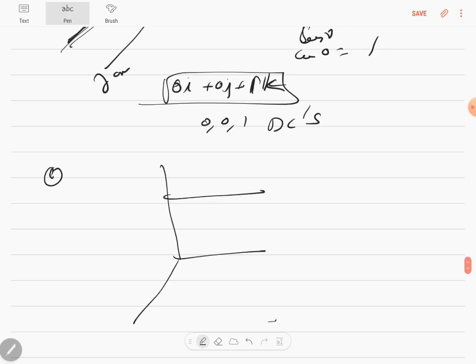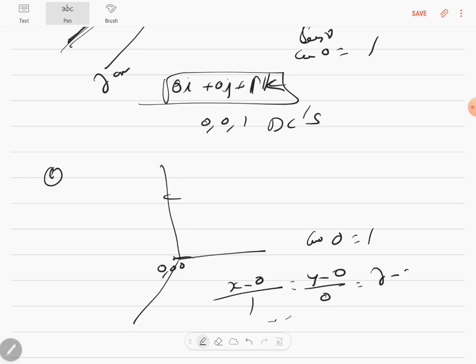A line is parallel to the x-axis, but it is passing through the origin. Then it will make an angle 0 with the x-axis, so cos 0 is cos alpha, which is 1, and the rest are 90. It is passing through the origin. So x minus 0 by 1 is equal to y minus 0 by 0 is equal to z minus 0 by 0. It is a very common question where a line is parallel to the x-axis but passing through the origin, so this is the way you have to write.